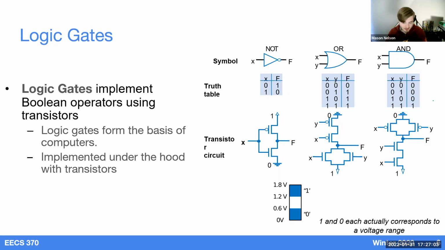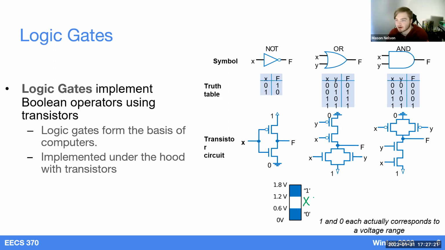Sometimes we do have some voltage leak in the 0.6 to 1.2 volt range. And we're going to generally label that as an X, as in we know that that's supposed to be something, but something's gone wrong with our hardware. We don't know what it's actually supposed to be. But for the purposes of 370, I wouldn't worry too much about the X's. Instead, we're going to deal with 1s and 0s all the time.